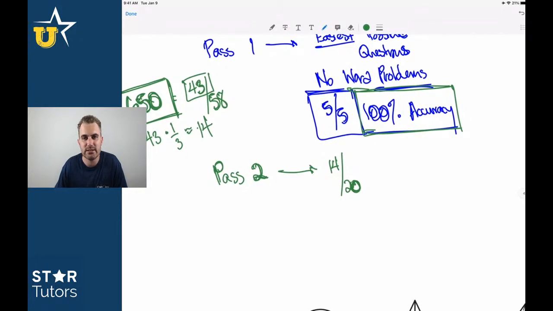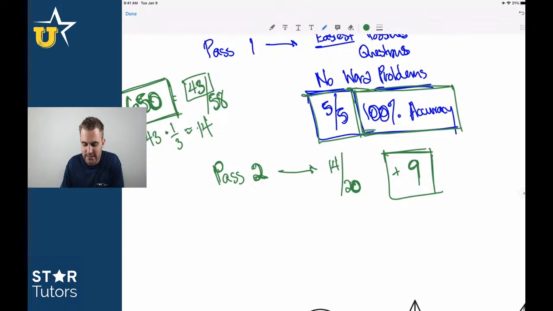You only have to get 14 out of 20. That's a C- in school. That's a 90% on the SAT. We got to find 9 more questions, right? We got to find 9 more because we're already 5 for 5. And now with whatever time remaining, we have to find 9 more questions on pass number 2. Now we're going to go find the 9 easiest questions.